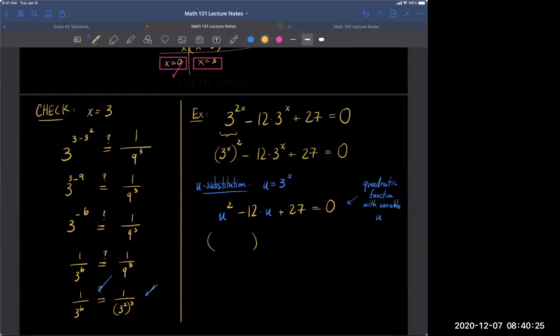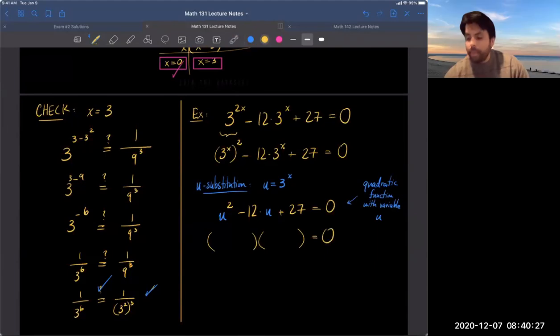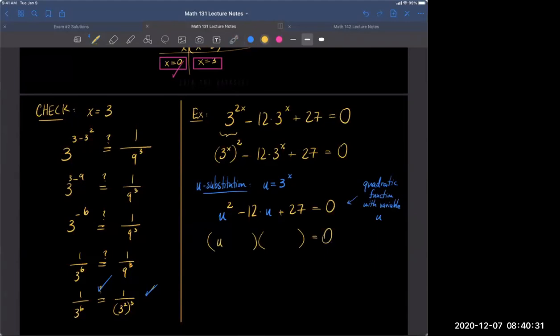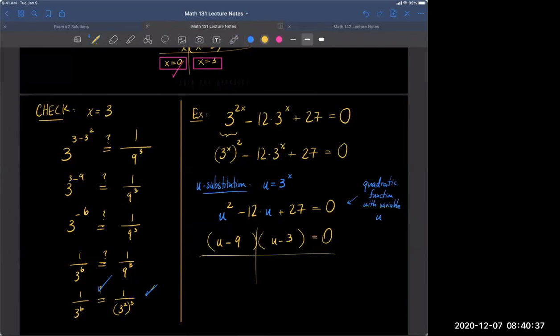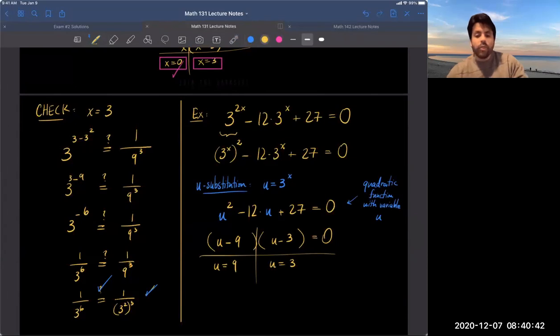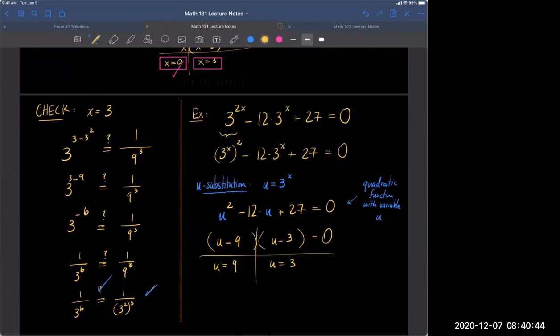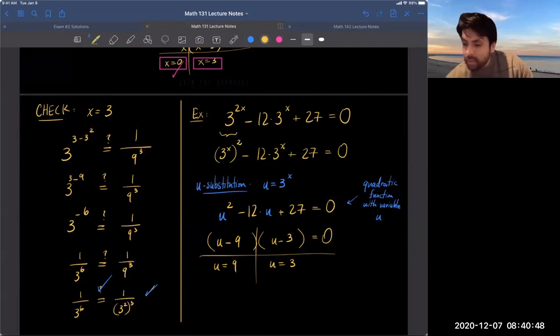You can double bubble. Double U, bubble. And I get what? 9 and 3, both negative. U minus 3 and u minus 9. And then u equals 3, u equals 9. But what's the original variable? Oh, the original variable is 3 to the x.